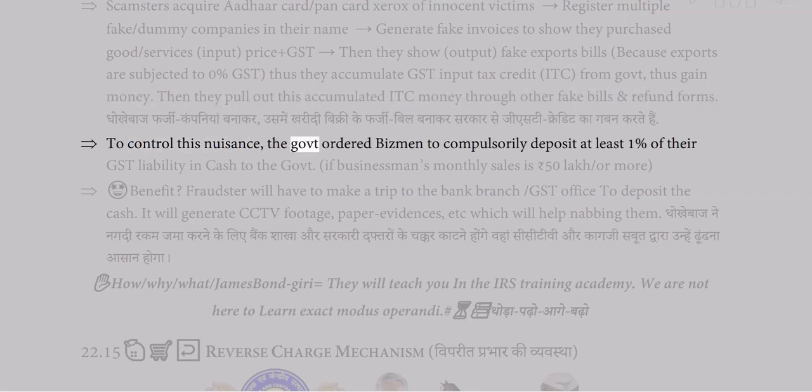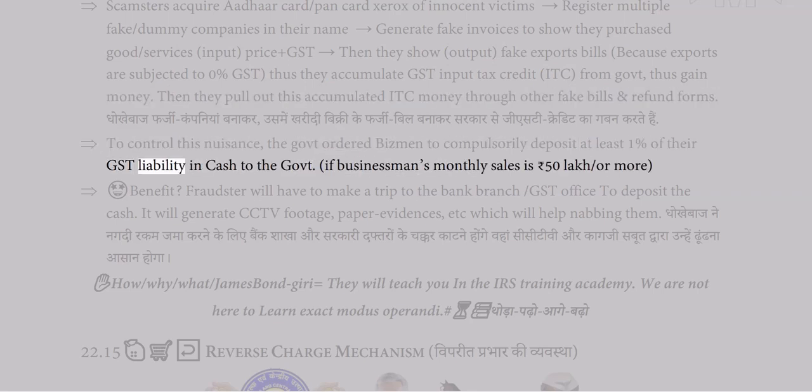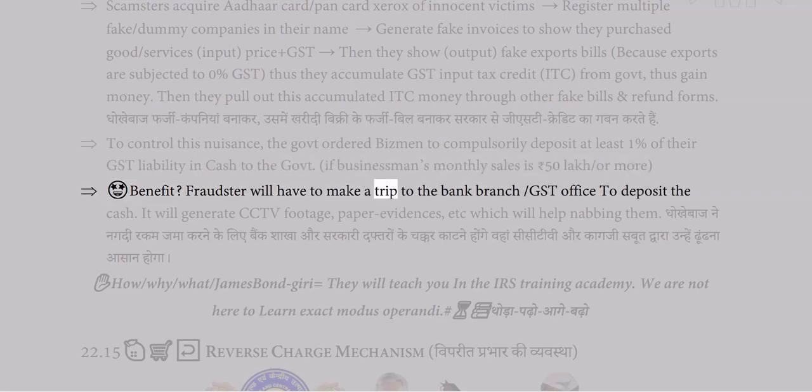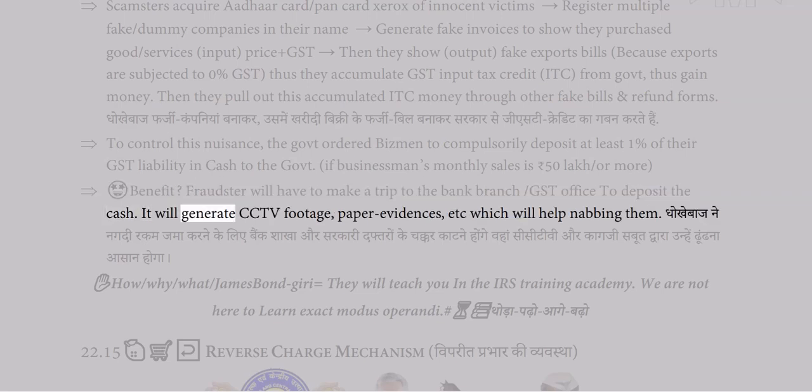To control this nuisance, the government ordered businessmen to compulsorily deposit at least 1% of their GST liability in cash to the government if the businessman's monthly sales is 50 Indian rupees lakh or more. Benefit: a fraudster will have to make a trip to the bank branch or GST office to deposit the cash. It will generate CCTV footage, paper evidence, etc., which will help in nabbing them.